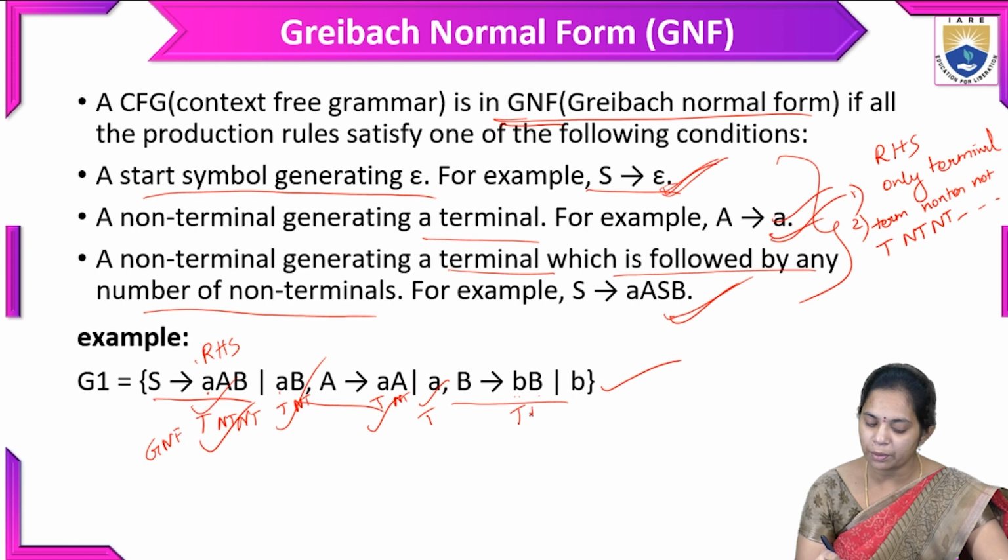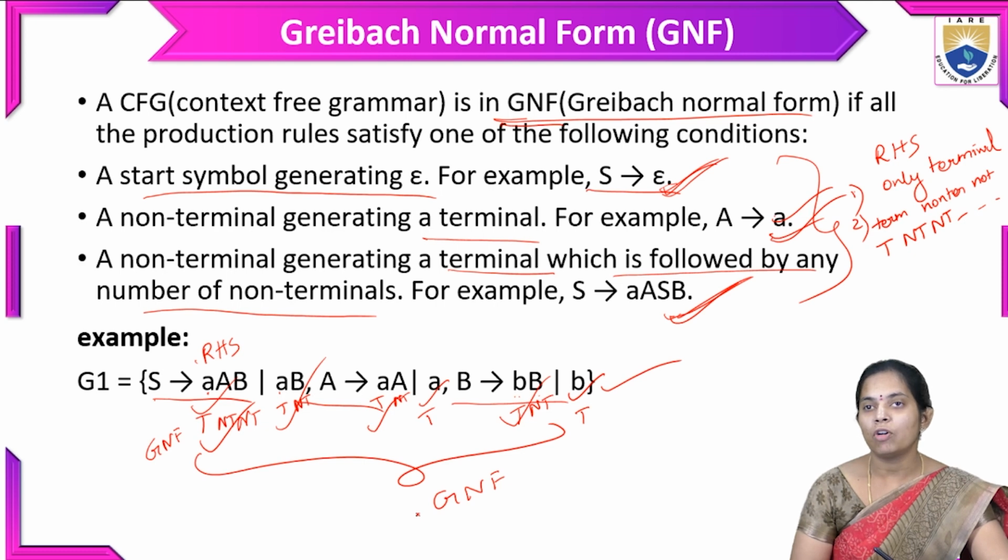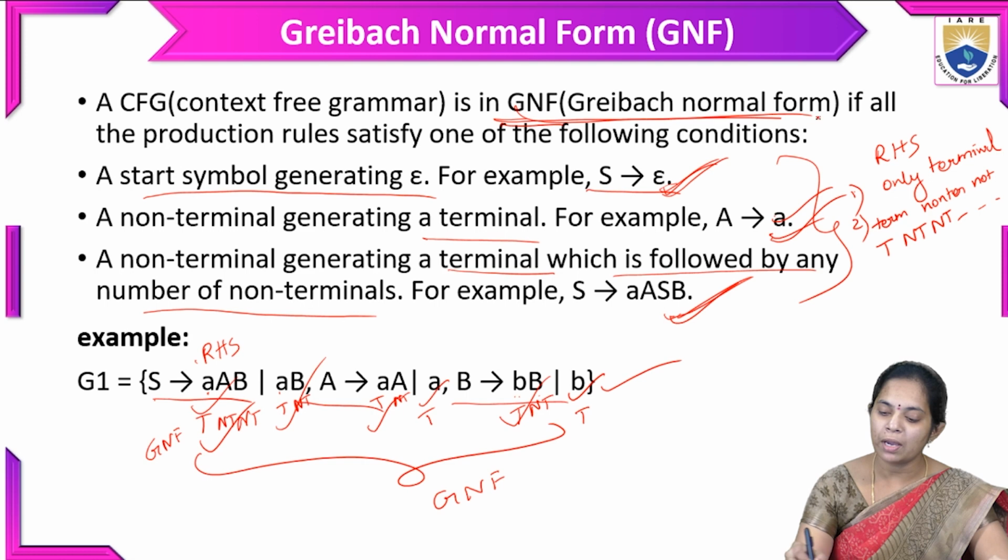So this is also a terminal which is followed by the non-terminal. So this condition is also satisfied with the third condition. And here only terminal. So only terminal. So all the production rules belong to the Greibach normal form. So these are the conditions which are there in the Greibach normal form.